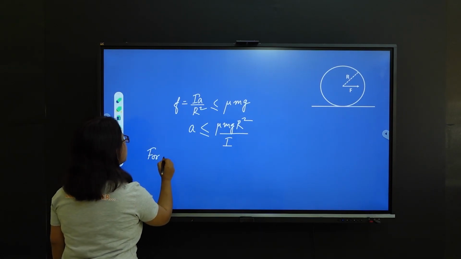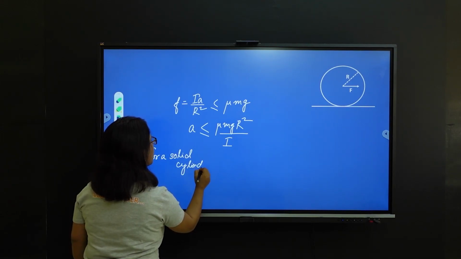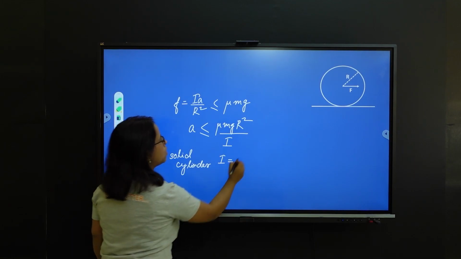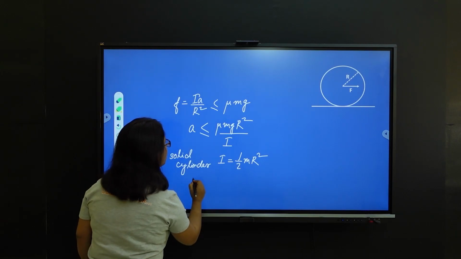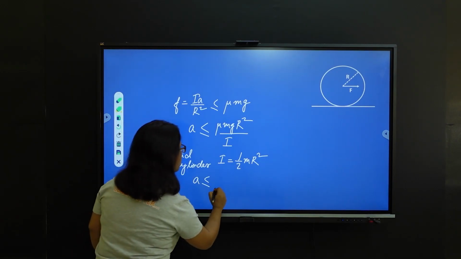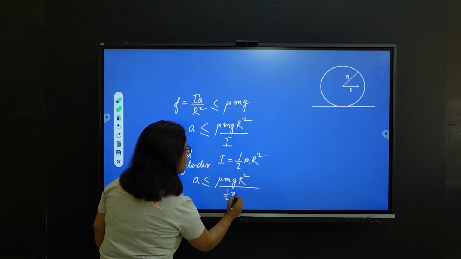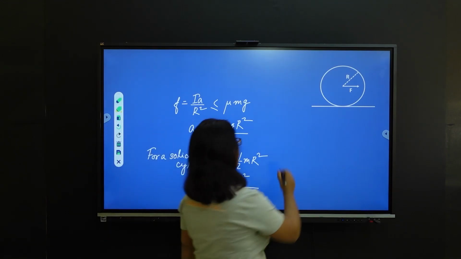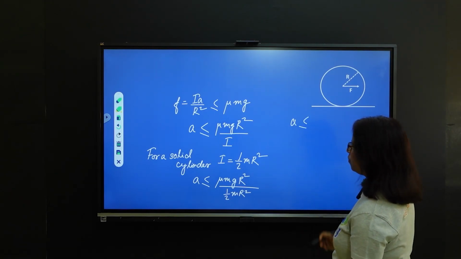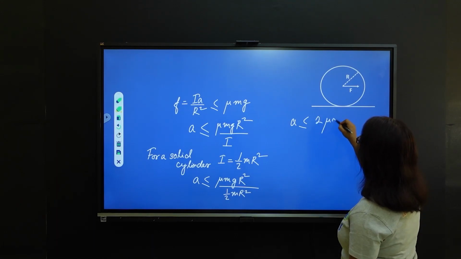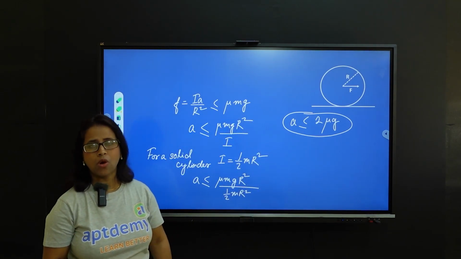Now, we were left with the case for a solid cylinder. For a solid cylinder, I is equal to half m r square. So let's substitute this here. We have A less than or equal to mu mg r square by half m r square. So we get that for a solid cylinder, A is less than or equal to 2 mu g. This is the condition that we obtain for a solid cylinder.